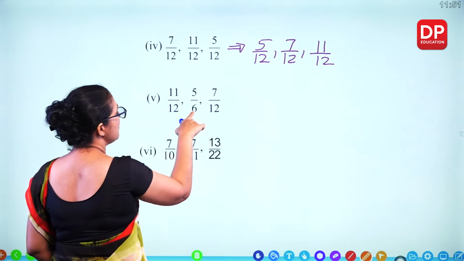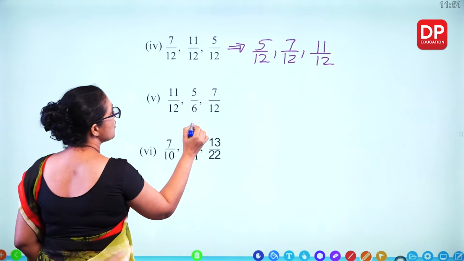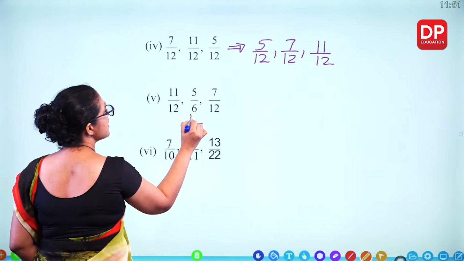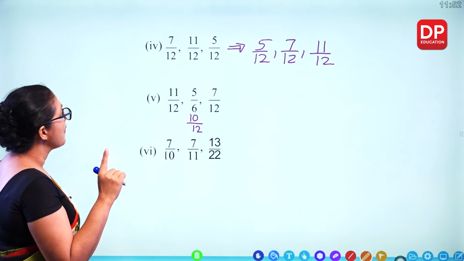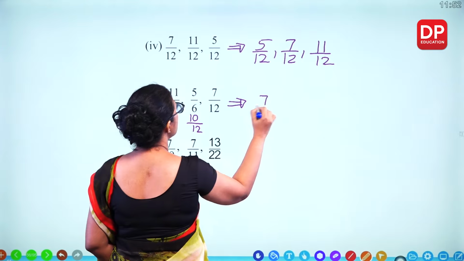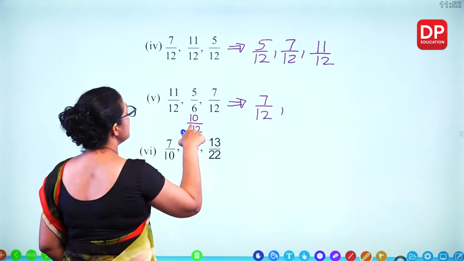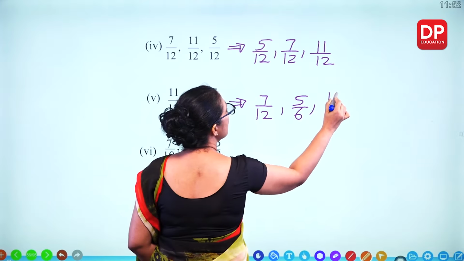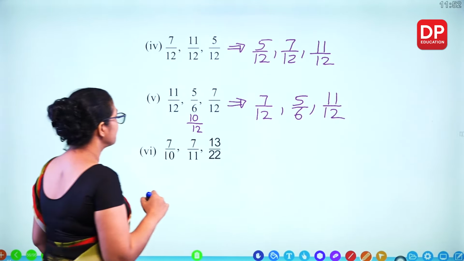Here you have to convert this one to 12. So what's the equivalent fraction? Multiply by 2. 2 times 5, 10. Now you can compare. The smaller one is 7 in the numerator. That's the lowest one. Then 10, which means 5 over 6. Then 11 over 12.